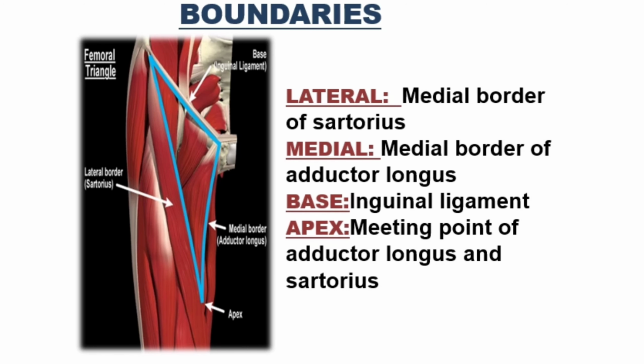Lateral boundary is formed by medial border of sartorius, the longest muscle in the body. Medial boundary is formed by medial border of adductor longus. Base is formed by inguinal ligament and apex is formed by meeting point of its lateral and medial boundaries, that is adductor longus and sartorius.